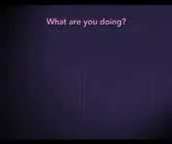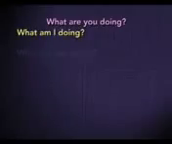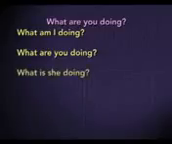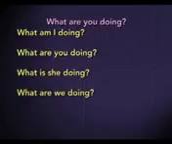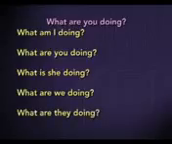Okay? So, remember this question from the last lesson? What are you doing? Look at all the possibilities. What am I doing? What are you doing? What is she doing? What are we doing? And what are they doing? Okay, the questions are formed in the present continuous tense, is doing, are doing. And they ask for information in the same tense.